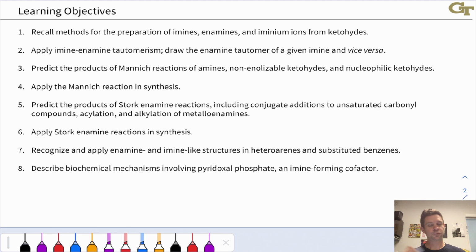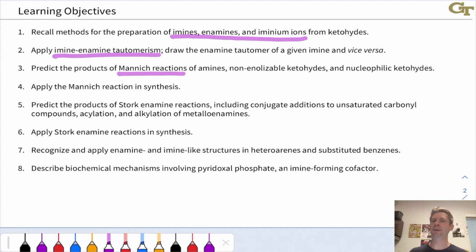So our learning objectives: first, we're going to recall methods we've already seen for preparing imines, enamines, and iminium ions from ketones and aldehydes using condensation type reactivity. Then we'll recognize imines and enamines as tautomers in the same way that ketones and enols are tautomers, and we'll learn how to draw the enamine tautomer of a given imine and vice versa. We'll look at a reaction that engages iminium ions as electrophiles that is analogous to the aldol reaction called the Mannich reaction. And it's a great way to form not beta-hydroxy ketones as in the aldol reaction, but beta-amino ketones. And we'll apply that reaction in synthesis.